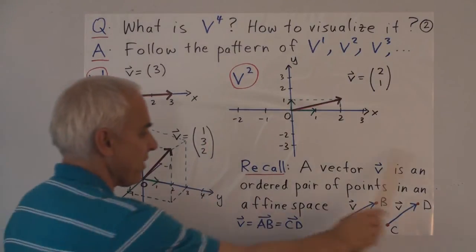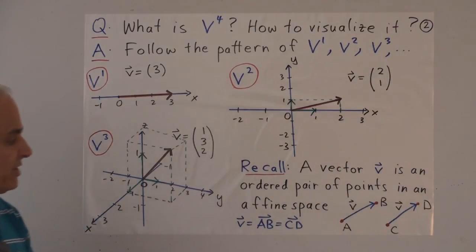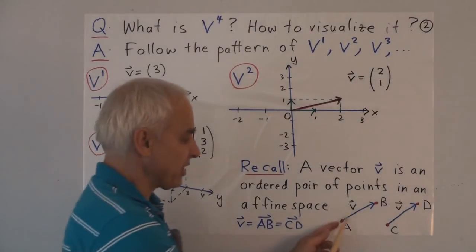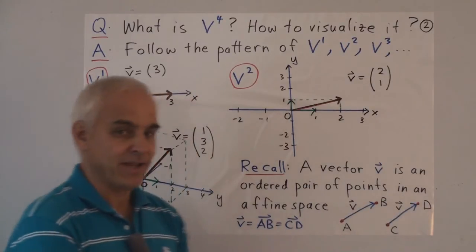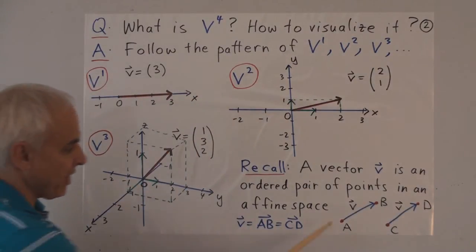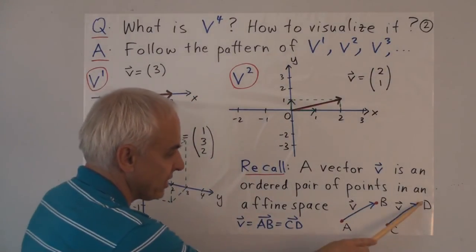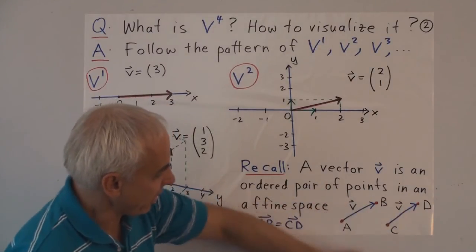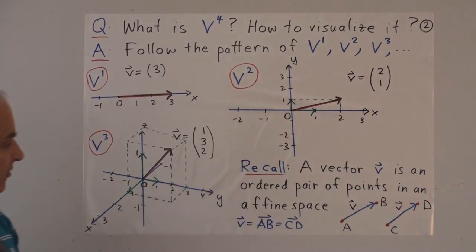And I'm just reminding you here that the vector is actually an ordered pair of points in an affine space. And that, strictly speaking, if we translate the vector, it's really the same vector. So this vector AB is the same as the vector CD because they're parallel and they have the same displacement.